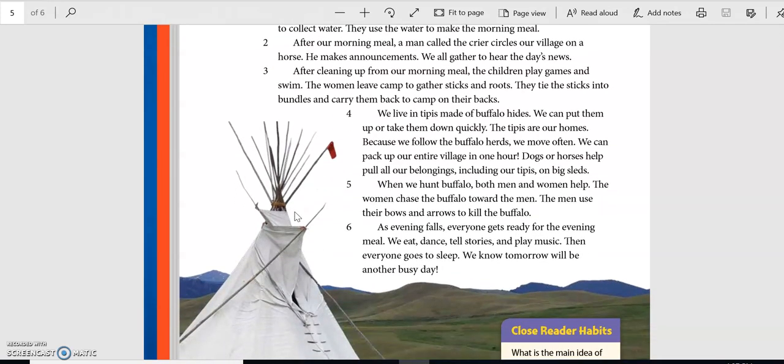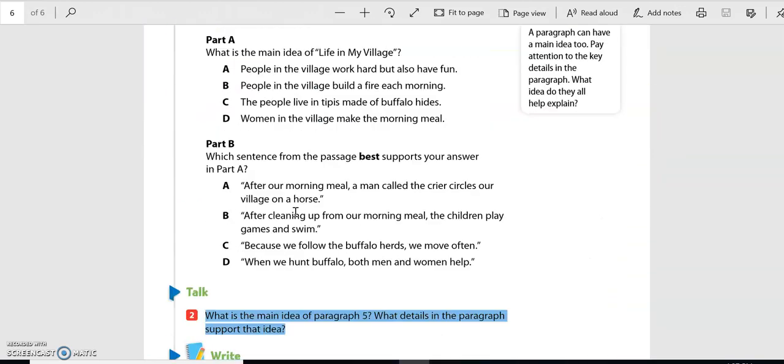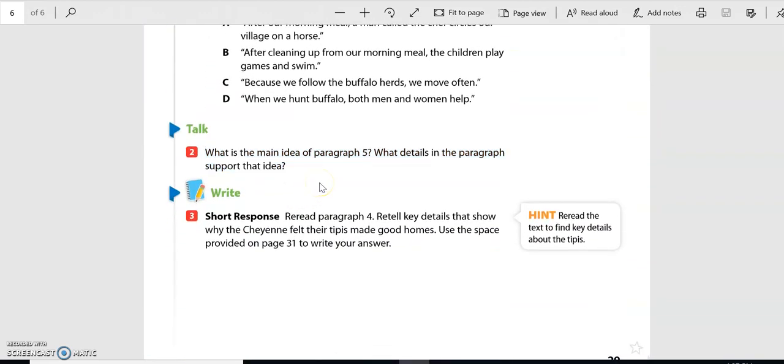Okay, it will take about 30 more seconds. Okay, let's go back to looking at our passage.